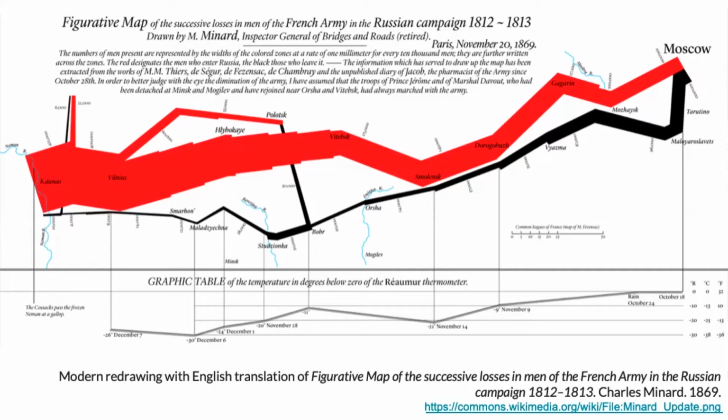The distance traveled, also the locations. We've got the place names on there. We've got the direction of travel, which is encoded in the color. So red is marching to Moscow and black is retreating. We've also got the dates of the retreat below. And we've also got the temperature during that retreat. So the dropping temperature of the Russian winter. So there's a lot of information all encoded. It's a very, very data dense display.